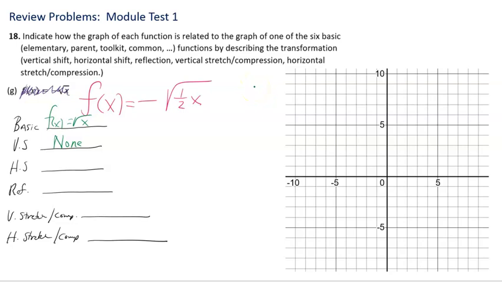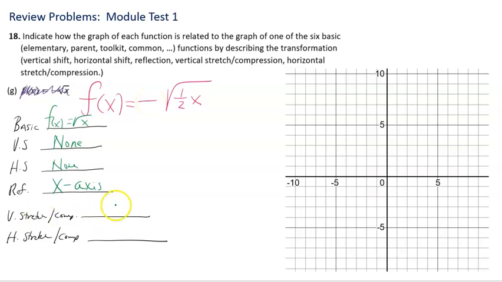Is there a horizontal shift? No again there, because you would have to add or subtract to the x value. The only thing that's happening to the x value right now is we're multiplying by 1/2. Is there a reflection? Yes. This negative out front, anytime you multiply your function by a negative, that's a reflection in the x-axis. If I wanted a y-axis reflection, the negative would be inside with the x. But when it's outside the function, it's an x-axis reflection.